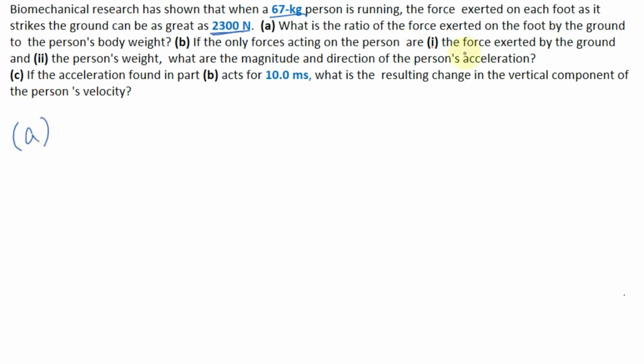In the A part, we are asked to find the ratio of the force exerted on the foot by the ground to the person's body weight. So the person's body weight is mg. M is 67 kg and g is 9.81, and the force exerted by the ground on the person is given to be 2300 Newton.